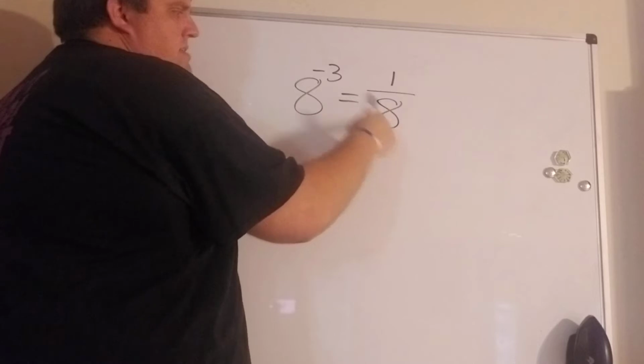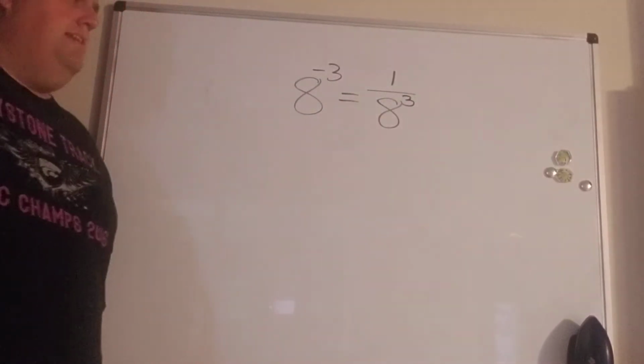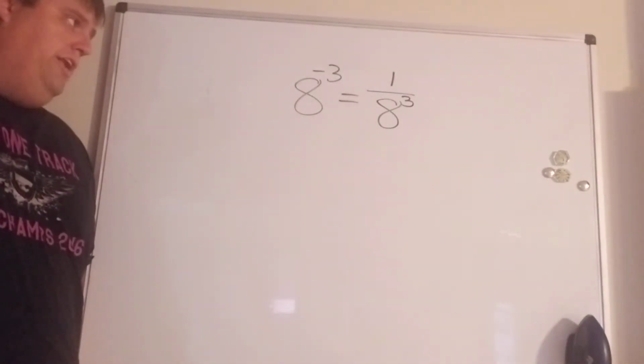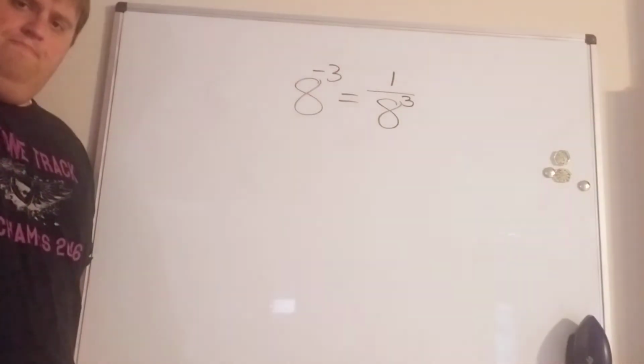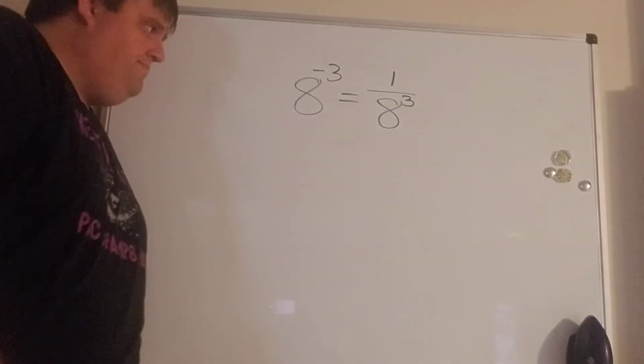Put a 1 over the base. And that's going to make the exponent become positive. So 8 to the negative third is actually 1 over 8 to the third. That's how negative exponents work. Okay?